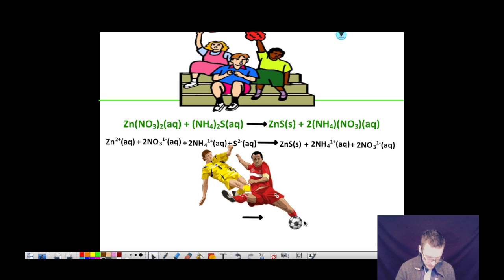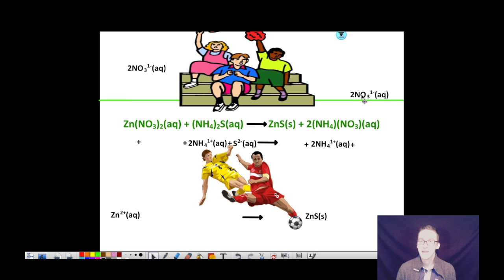Now, as you take a look at zinc, the zinc ion does not appear as an aqueous ion on both the reactant and product sides. It goes from aqueous to solid. So zinc is a player. It is in the game, it is doing some chemistry. Notice, however, that nitrate appears as an ion in both the reactant and product sides. It is a spectator. It's just watching the chemistry happen.